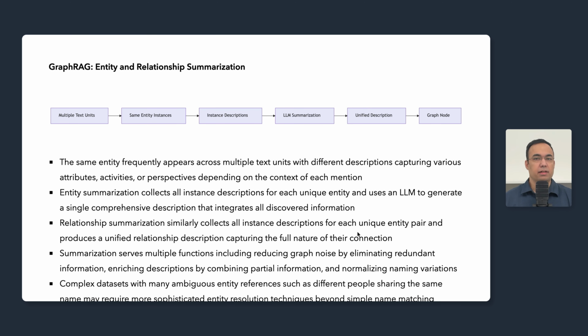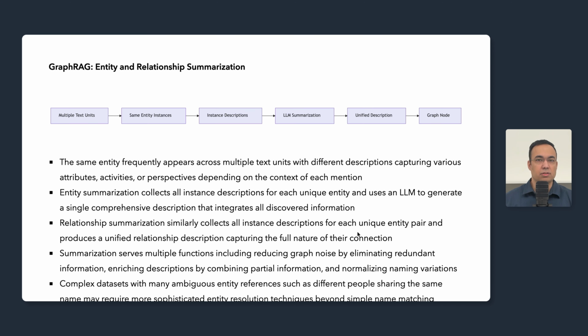Let's talk about entity and relationship summarization and why this phase is essential for building a clean, useful knowledge graph. A common pattern in document collections is that the same entity appears across multiple text units with different descriptions. Each mention might capture different attributes, activities, or perspectives depending on the context. For example, a person might be described as CEO of company X in one text unit and the author of three best-selling books in another.